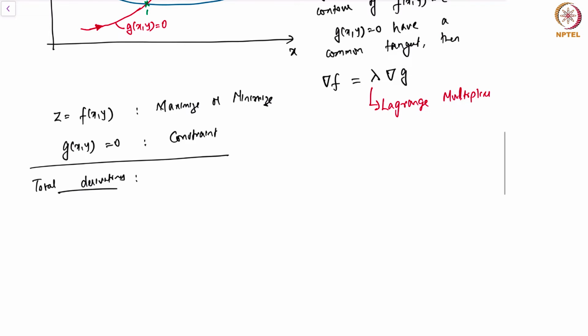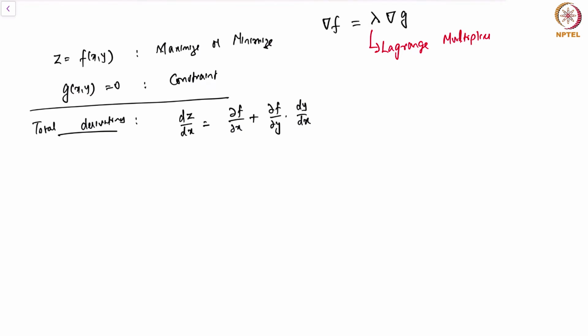Total derivatives would be, for example, dz by dx. That's the total derivative of the function f, and this will be del f by del x plus del f by del y times dy by dx. Similarly, the total derivative of g essentially would be del g by del x, and I'm writing down these are partial derivatives, plus del g by del y times dy by dx, right?